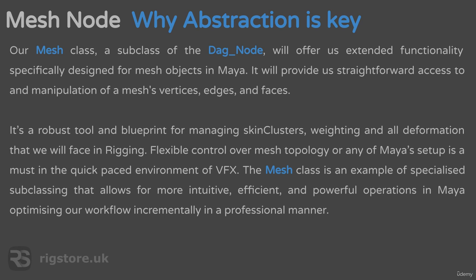Why abstraction is key. Our mesh class is a subclass of the DAG node, and this will offer us extended functionality specifically designed for mesh objects in Maya. It will provide us straightforward access to manipulation of mesh's vertex, edges, and faces, amongst other things. It's a robust tool and a blueprint, essentially, for managing different subclasses, but more specifically here, for managing skin clusters, weighting, and all deformation that we will be facing in rigging.